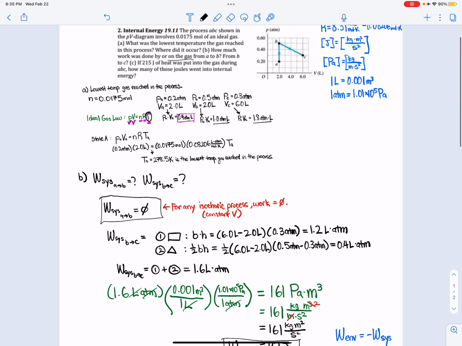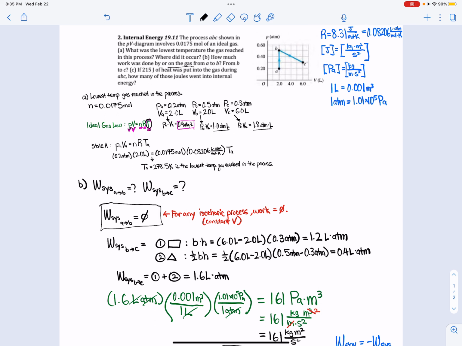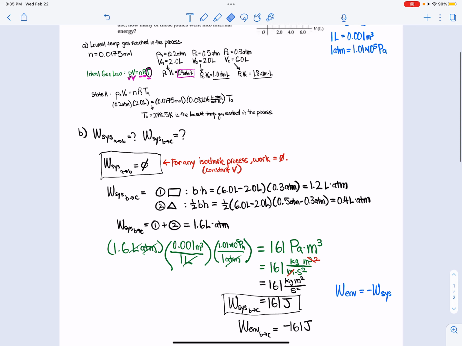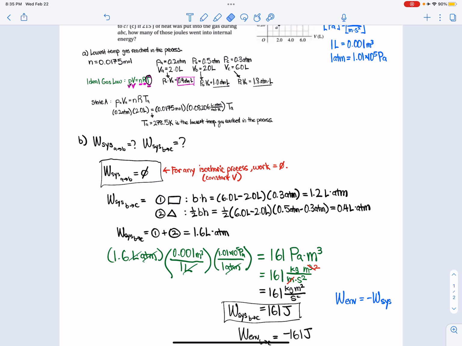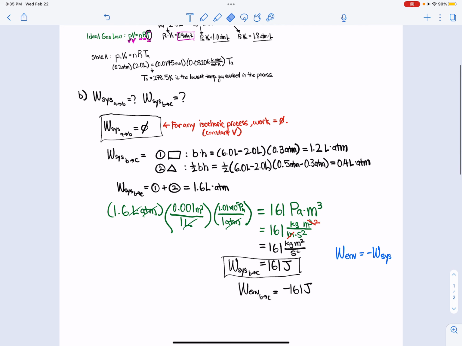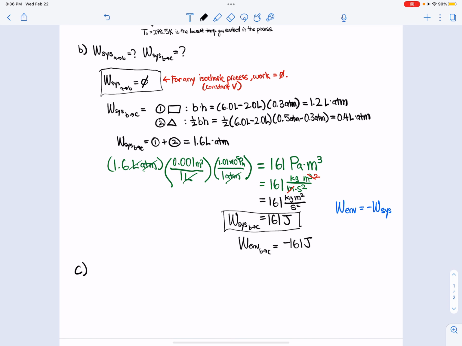All right, now to part C. If 215 joules of heat was put into the gas during the transition states from ABC, how many of those joules went into internal energy? Okay, what is internal energy? Internal energy is the same thing as thermal energy, or delta ETH. Those are synonyms. They're the same meaning.